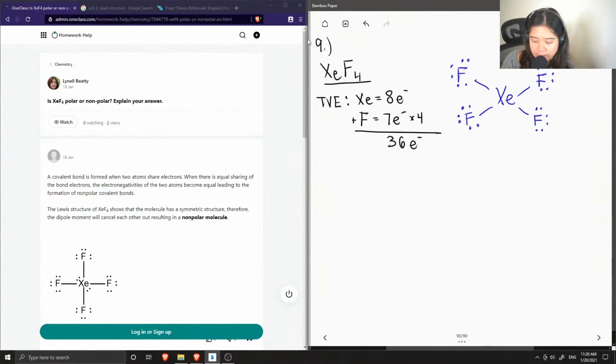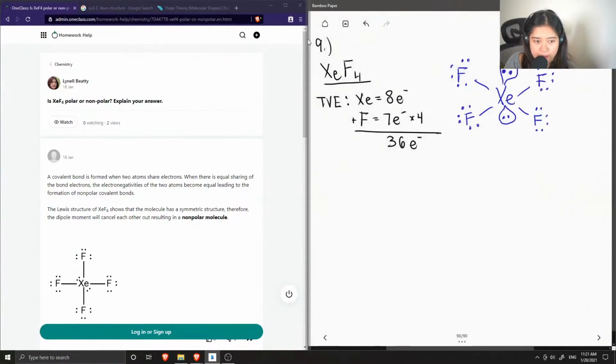Okay, so if we count out how many electrons I've drawn so far, with each bond containing 2 bonding electrons, then we only have 32 electrons in this structure, and I need 36 in total. So for the remaining 4 electrons, I'm just going to draw them as lone pairs on our xenon. Okay, so this is our final Lewis structure.